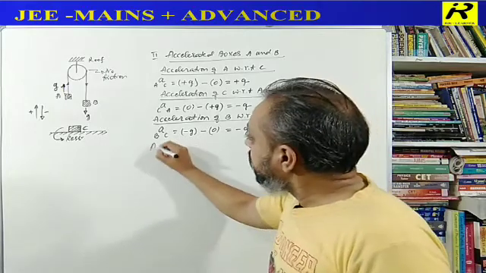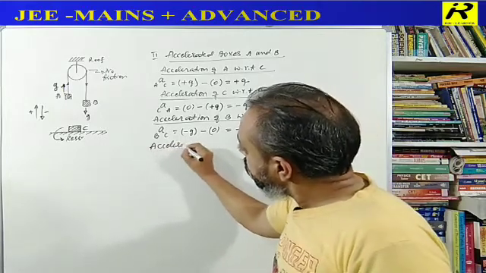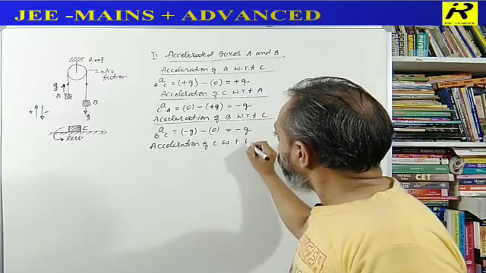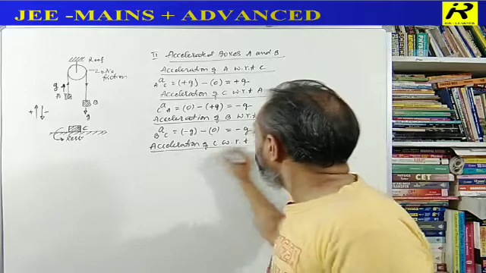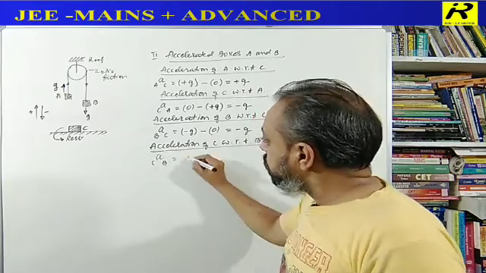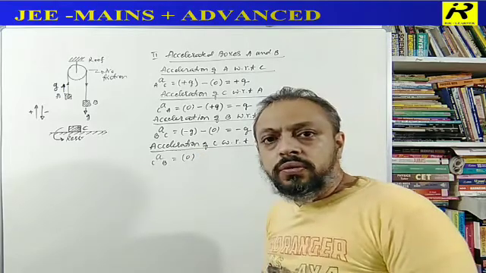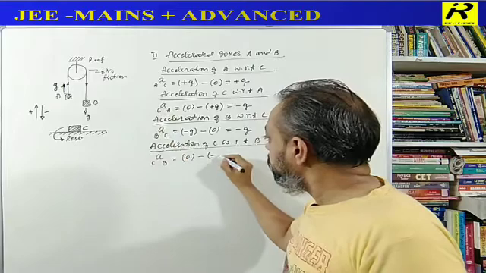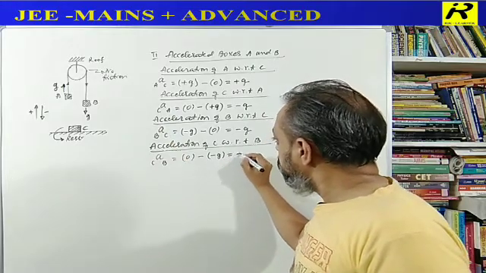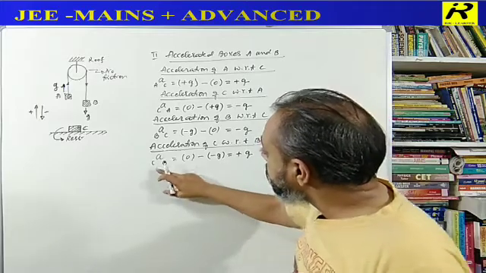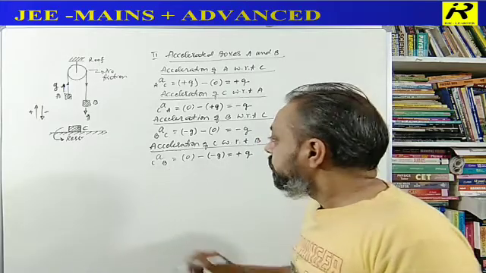So then acceleration of C with respect to B, right. This is equal to acceleration of C, which is 0, minus acceleration of B, which is downward, minus g. So this is equal to plus g. So this will be the acceleration of C with respect to B.